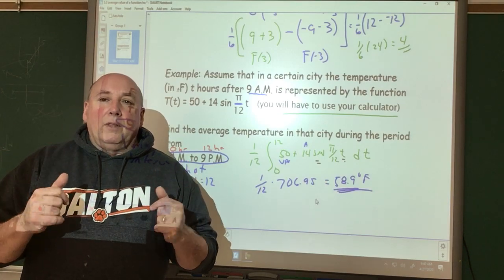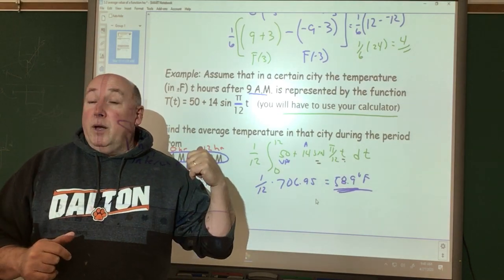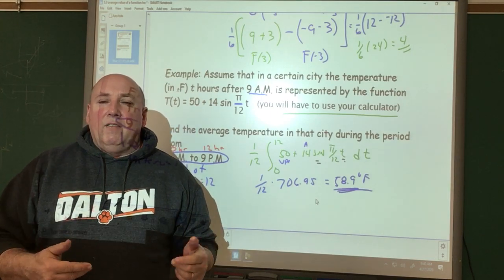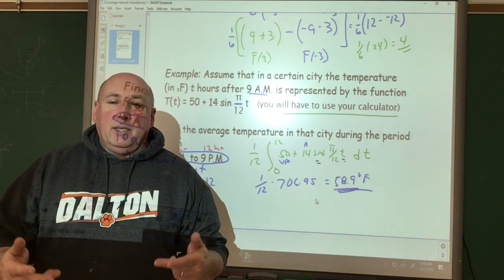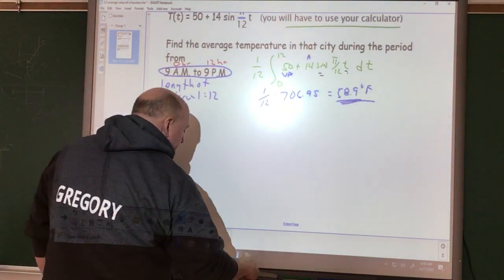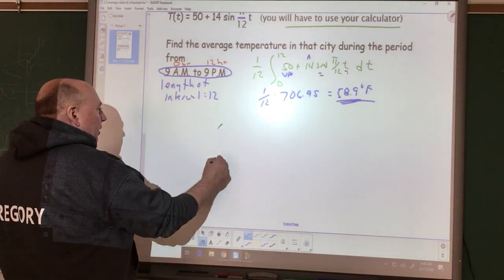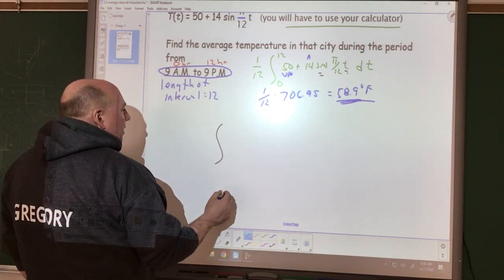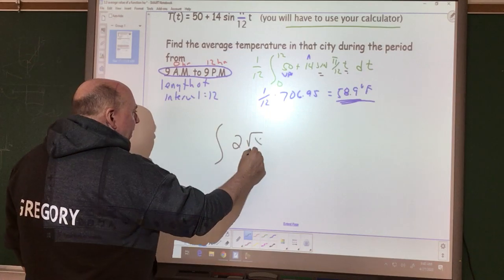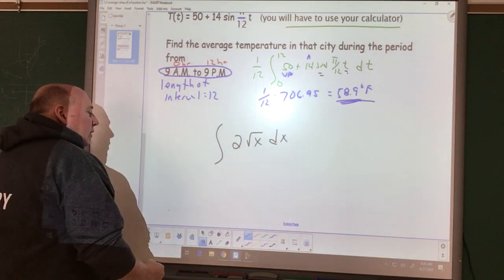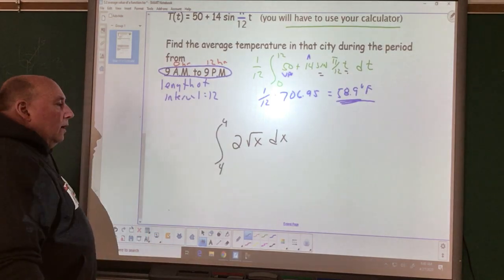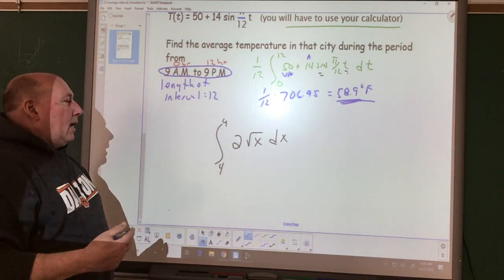Now, when dealing with definite integrals, you can utilize this to check your answers. I don't want you to utilize it to find values. I want you to utilize this to check your answers. One last problem I'll go through very quickly. Suppose we had 2 square root of x dx, and I want to evaluate this from 4 to 9.